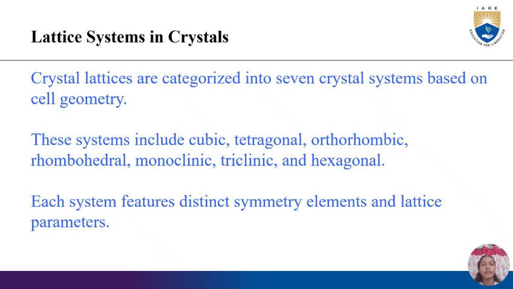Lattice systems in crystals. Crystal lattices are categorized into 7 crystal systems based on cell geometry. These systems include cubic, tetragonal, orthorhombic, rhombohedral, monoclinic, triclinic, and hexagonal. Each system features distinct symmetry elements and lattice parameters.